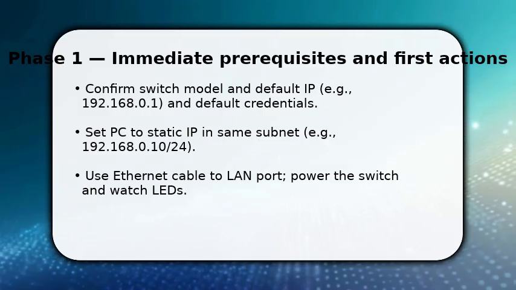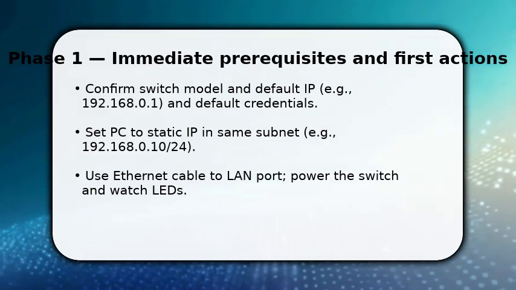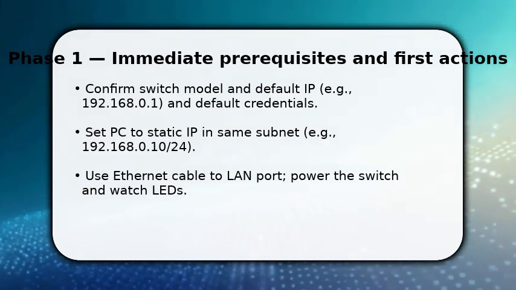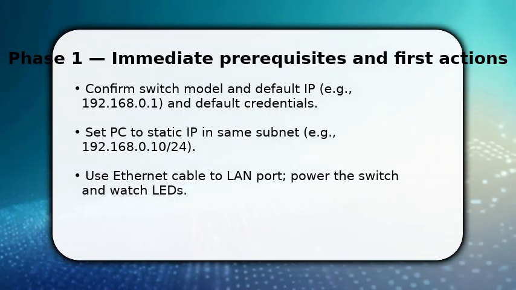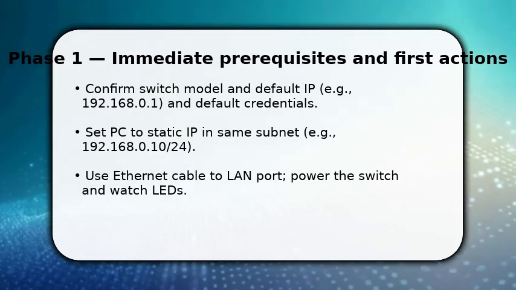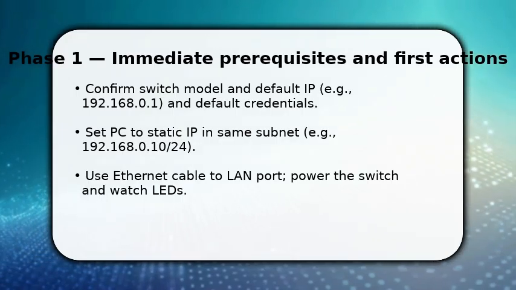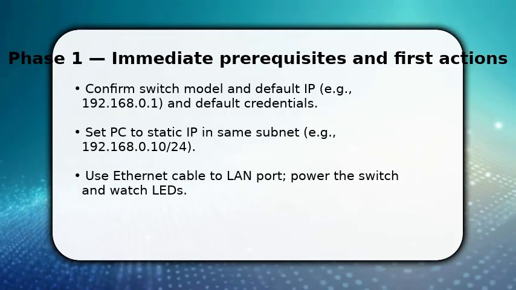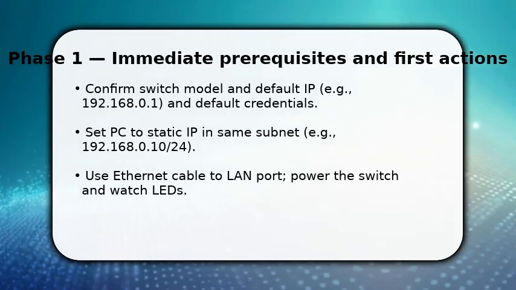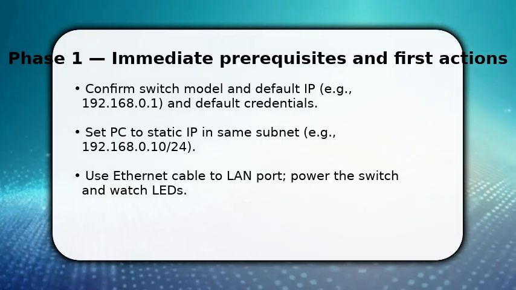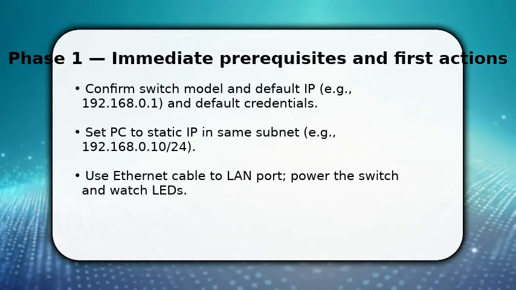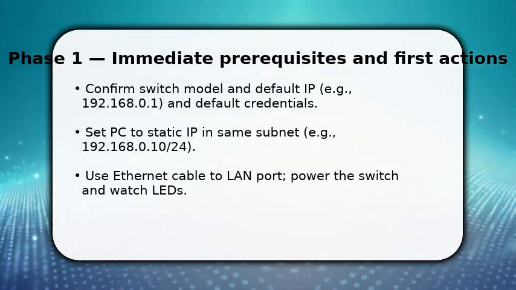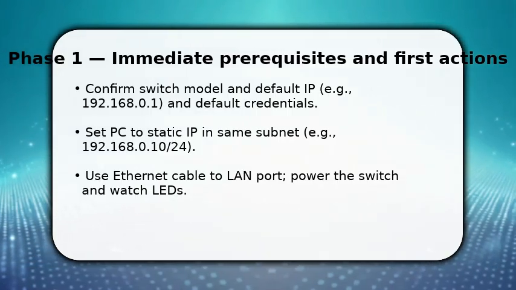You start by verifying the switch model and default IP address. This matters because different series use different defaults. Next, set your computer to a static IP in the same subnet, for example, 192.168.0.10, so you can communicate with the device. Once done, plug a straight Ethernet cable from your PC into a LAN port, power the switch, and wait for LEDs to stabilize. These steps get you to the login phase fast.